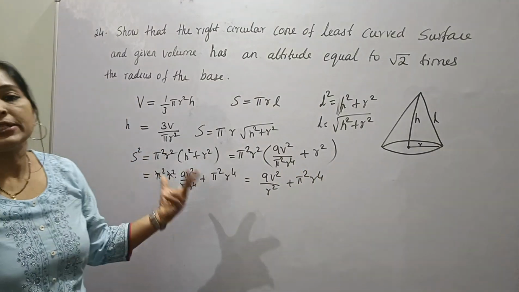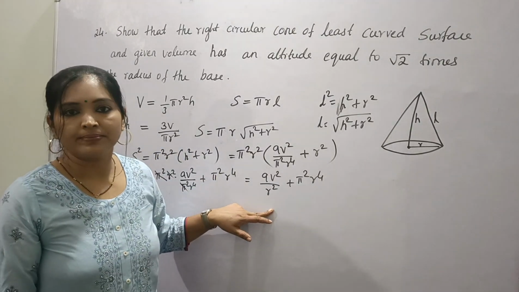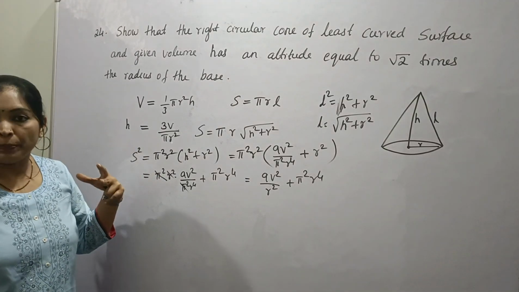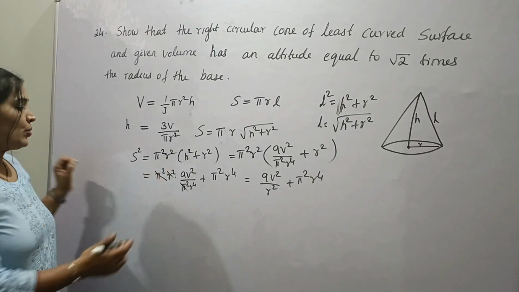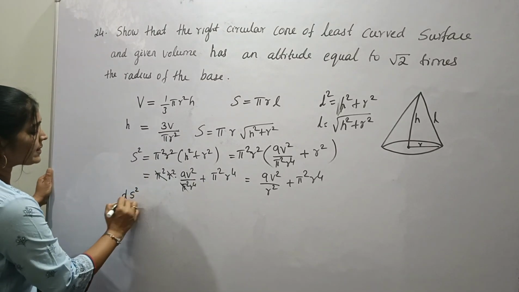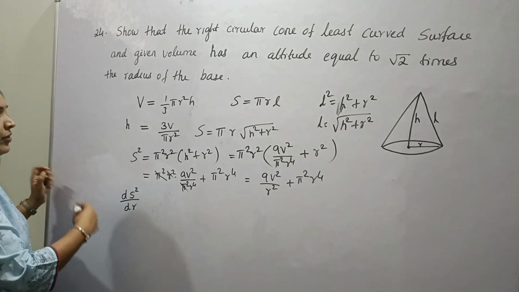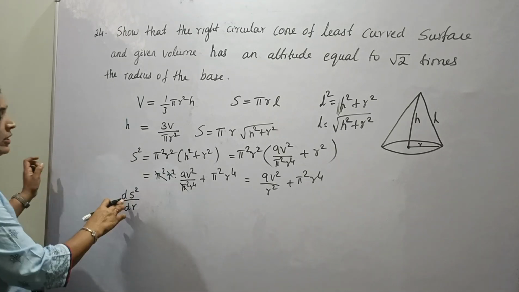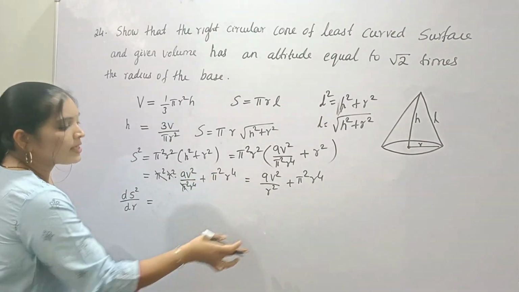Now let's differentiate it, that is ds by dr. Because here we have to find the minimum surface area, we have to prove the surface area is minimum. So for that we have to find the value of r also. So let's differentiate it, ds square by dr. It is the first derivative, not second derivative. We have to prove s square is minimum, so that we can write s is minimum. So ds square by dr, that is equal to, here 9v square is constant, so what is the derivative of 1 by r square?